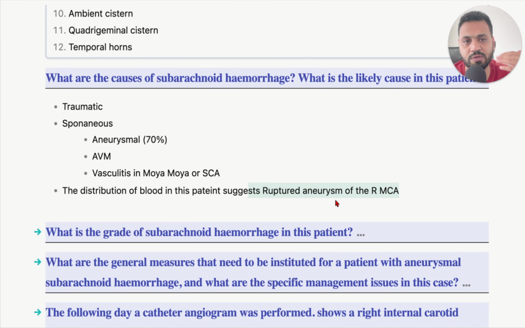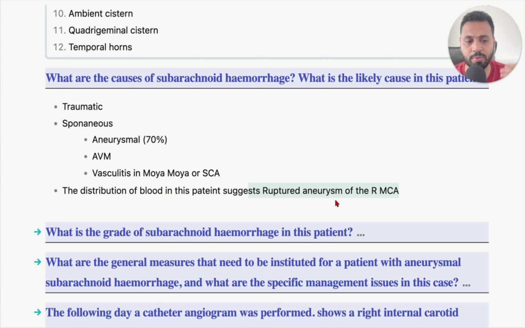Those 2 types include, one, the WFNS score, or the World Federation of Neurosurgery scale, and the Fisher grading, which is a radiological grading. The WFNS score should really be calculated as soon as you treat the seizure and also as soon as you treat the hydrocephalus. So in this patient, the WFNS score doesn't really apply.